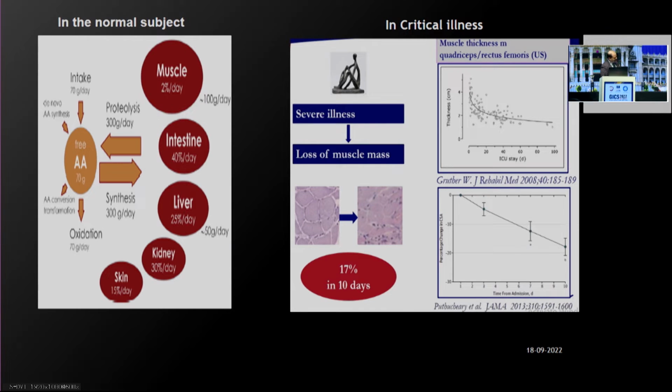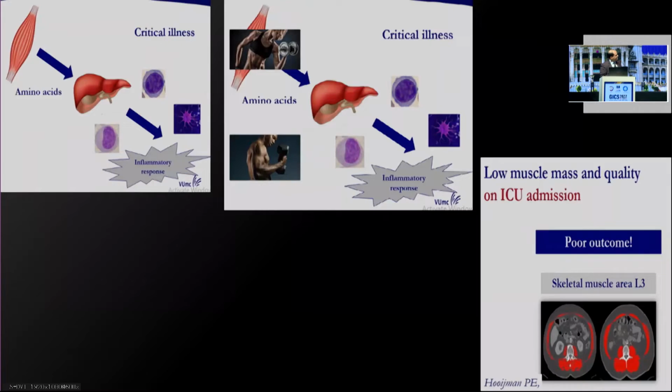What happens in the critically ill patient? Because of the high catabolic rate in severe illness, there is a loss of muscle function. There is a decrease in muscle mass as the patient's ICU stay gets longer. This slide shows that when the patient stays in the ICU for a period of 10 days, there is a 70% decrease in muscle mass.